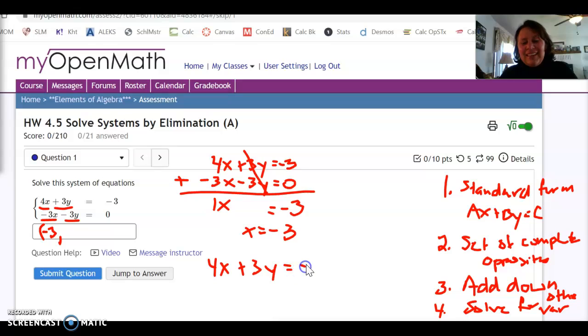Oh dear. Okay, so now we're going to solve for the other variable, which in this case is y. So we need to plug in what we know, what we just discovered, that x equals negative 3. So if x equals negative 3, we're going to rewrite 4 times negative 3 plus 3y equals negative 3.